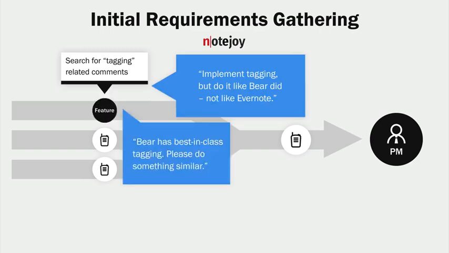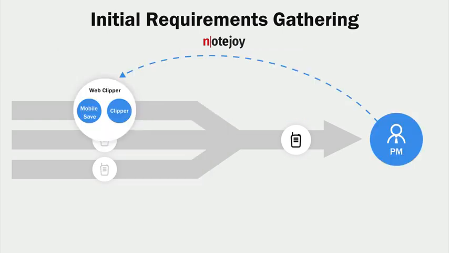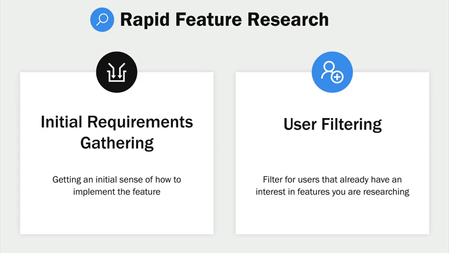It found comments like, "Implement tagging, but do it like Bear did it, not like Evernote," and "Bear has best-in-class tagging, please do something similar," which was tremendously helpful for designing product specs. Without even investing in user interviews, Notejoy was already able to get direction on how they should design tagging. Remember that a feature might go by different names, so consider how else your users might have described that feature. For example, when researching for its web clipper feature, Notejoy had to also search for alternate terms like clipper or mobile save.